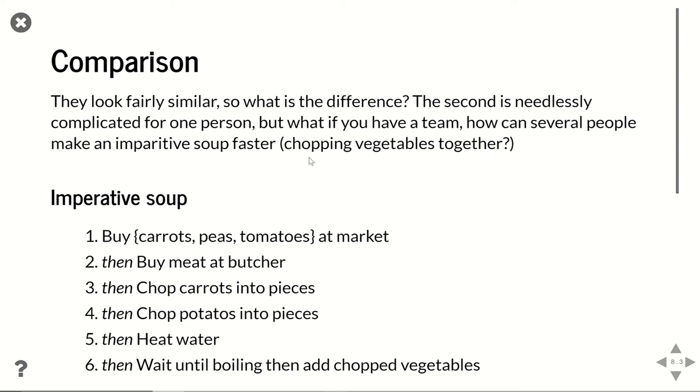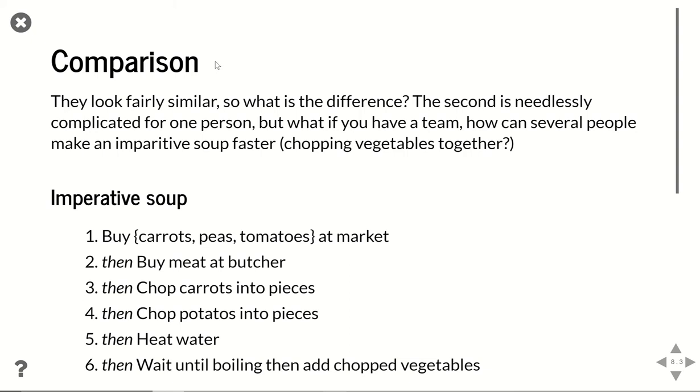Okay, so now we sort of mentioned this idea of the imperative and declarative ways of programming. They look fairly similar. If we looked at the instructions, they were both a list of instructions. They both had different tasks. They both ultimately led to the soup being finished at the end. But the second seemed actually needlessly complicated for one person.